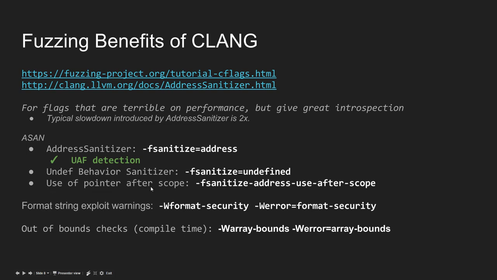And the use of pointer after scope is similar to ASAN's use-after-free detection, and that is enabled by -fsanitize-address-use-after-scope. And so that would be distinct from use-after-free for the case that you have a local variable you're using, you're returning the value of a function through it, and then once it returns, that stack space is no longer protected. Hint, hint, that may be on one of the exams.